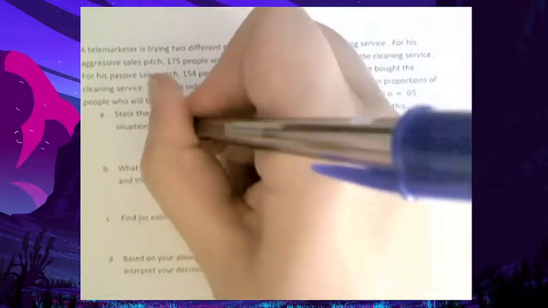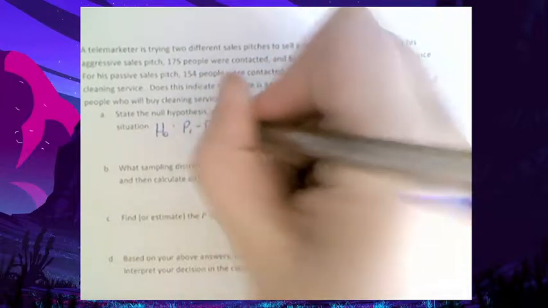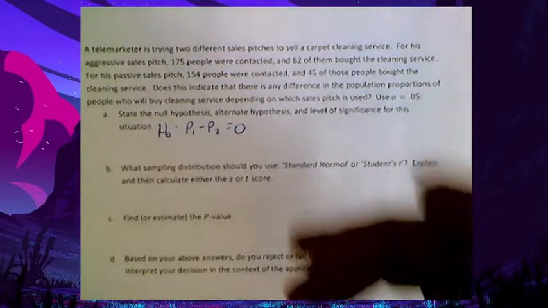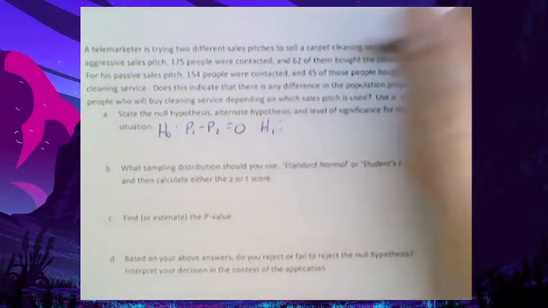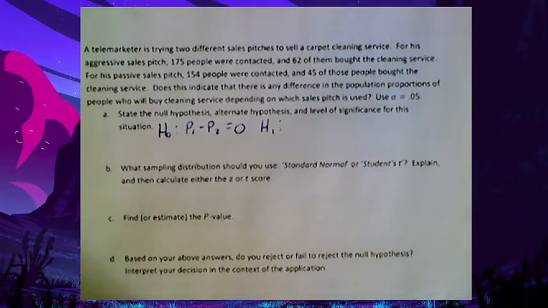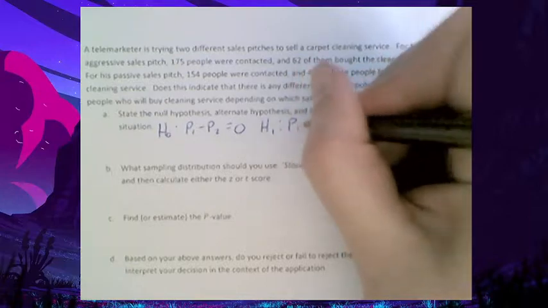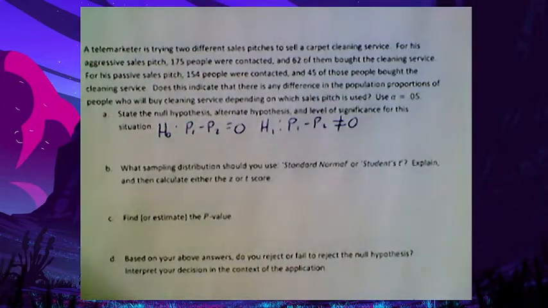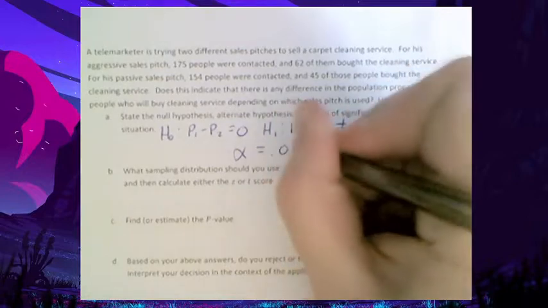So our H sub 0 is that our difference in p, so p1 minus p2, is 0. Meaning there's no difference in sales pitch, people just buy it or they don't. Our H sub 1, the alternate hypothesis, is that there is a difference. I'm not trying to say aggressive is better or passive is better, I'm just saying it doesn't even matter, right? So that's going to be that p1 minus p2 is not 0. And my alpha is 0.05 in this case.